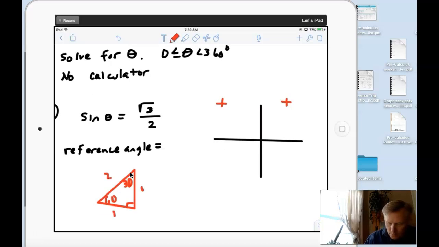It's 1, 2, square root of 3. My reference angle for sine is opposite over hypotenuse. So which angle is opposite the square root of 3? That would be the 60. So 60 degrees is my reference angle.